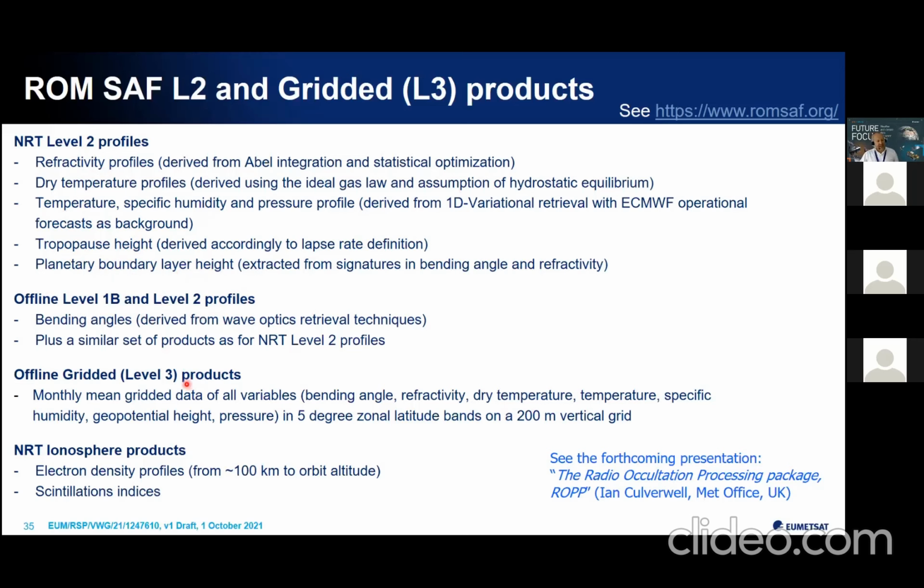They are providing level 3 gridded products, which are monthly means of gridded data for all the variables, gridded in 5 degree latitude bands and on 200-meter vertical levels. ROM SAF is also in charge of providing in near real time ionospheric products: electron density profiles from 100 kilometers to the orbit altitude, not only to 500 kilometers, and the scintillation index profiles. See the forthcoming presentation from Ian Culverwell for more details on this.